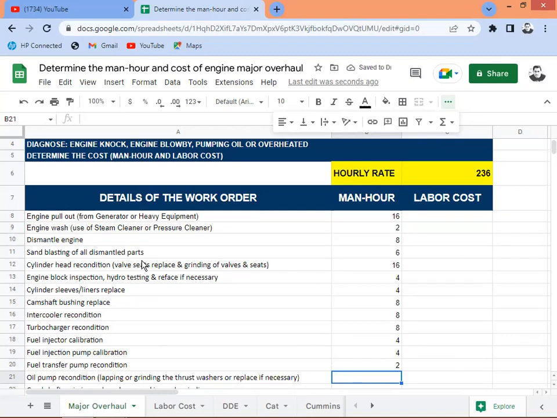This is the lubrication system oil pump. Lapping or grinding the thrust washer, or replace if necessary. Replace the thrust washer. You don't replace the oil pump. The oil pump doesn't get damaged.